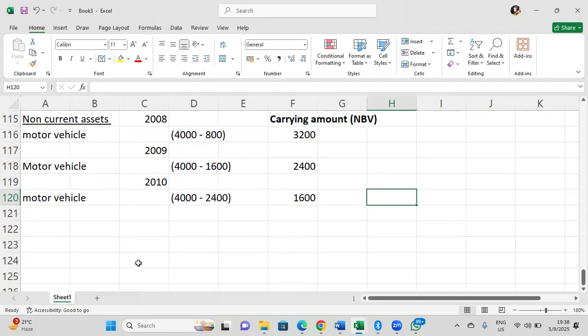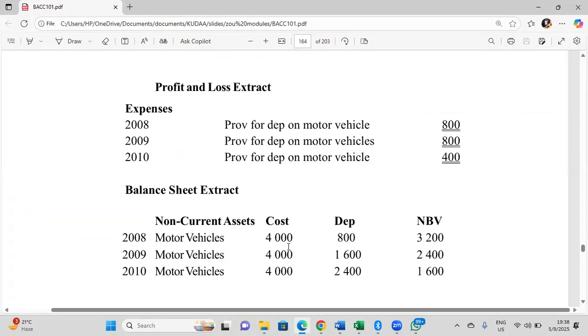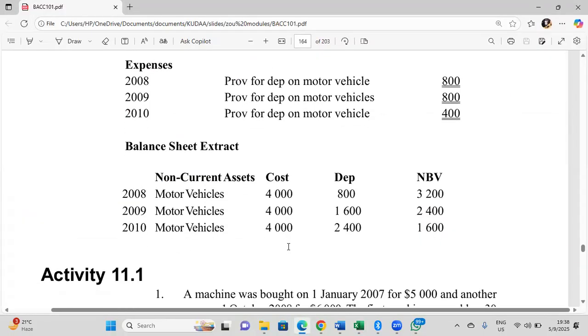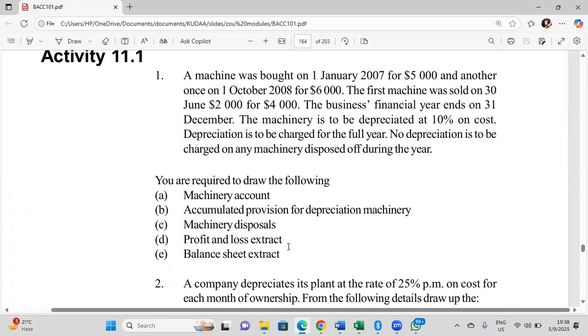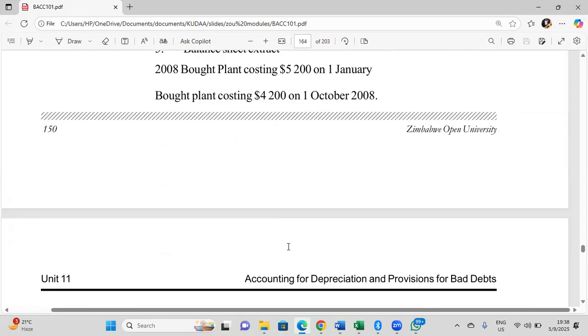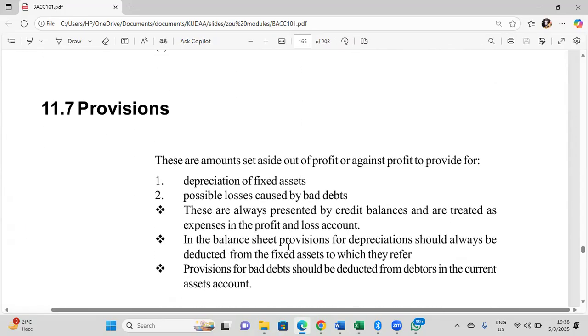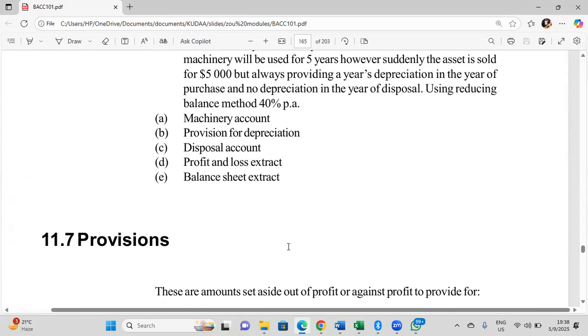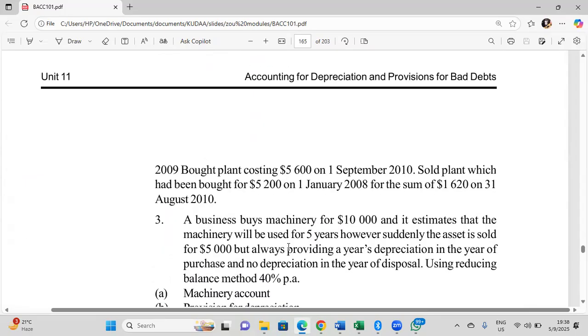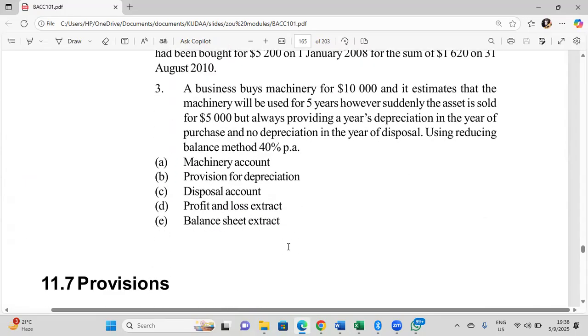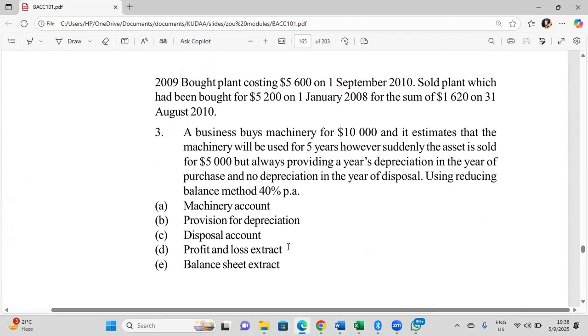Now, let's move on. Now we are getting to the provisions. So I think now you have those questions to attempt.